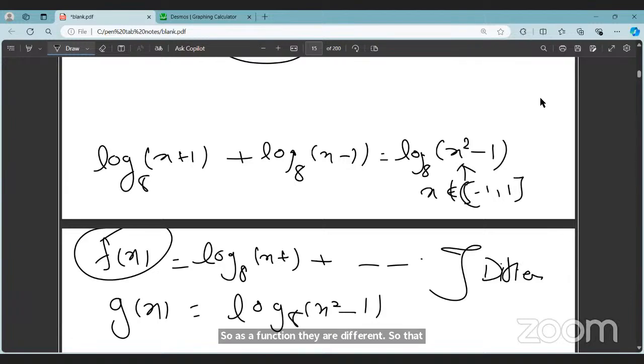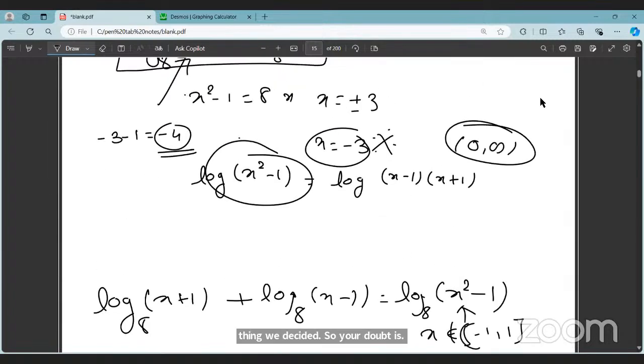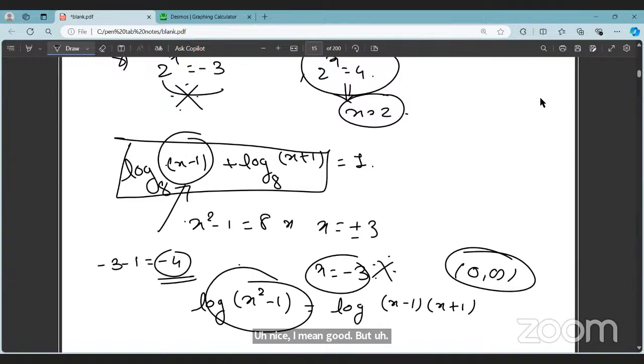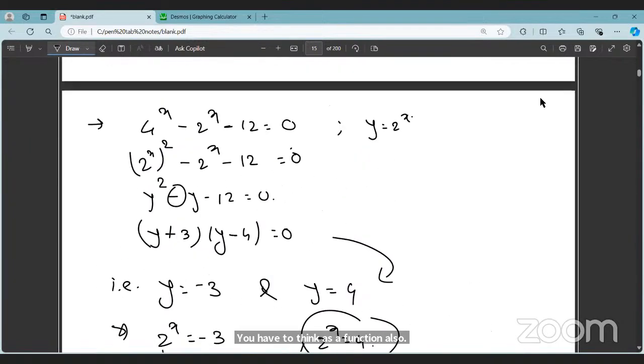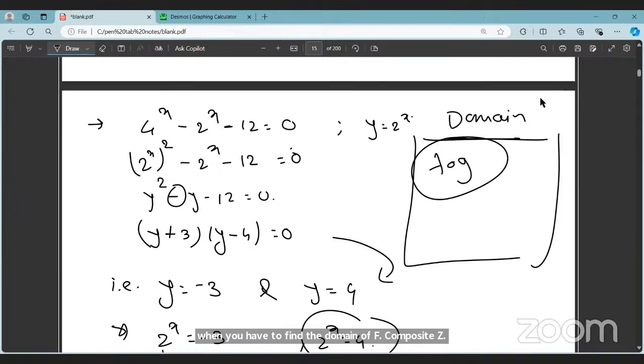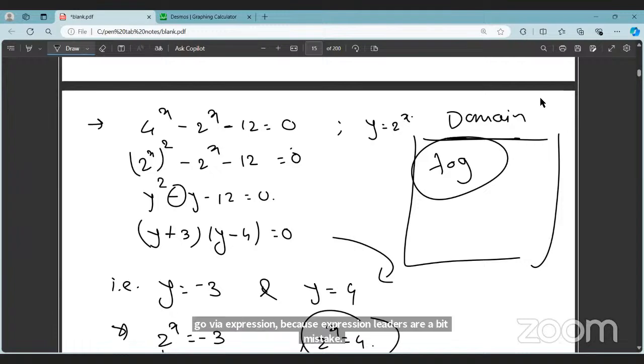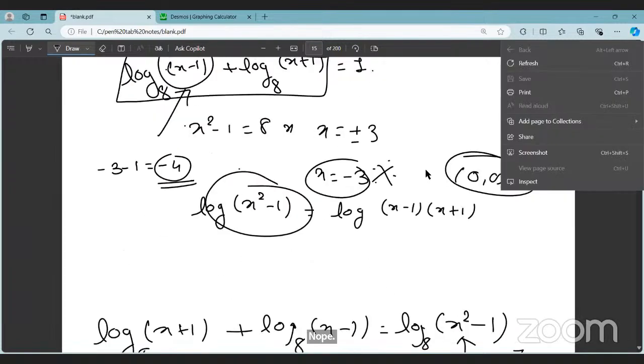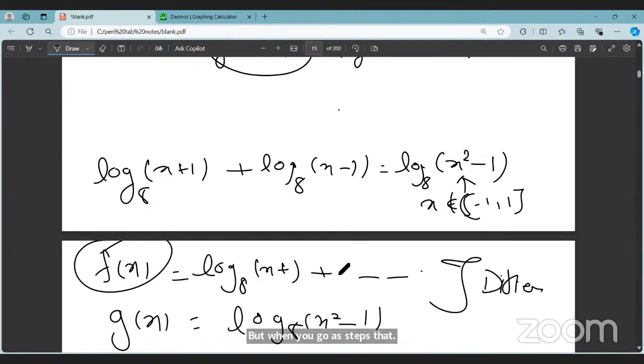Your doubt is good, but you have to think as a function also. That's why we are getting two different things for the domain also. When you have to find the domain of f composite g, don't go via the expression, because the expression leads to mistakes. You will either leave some points or take some extra points in your domain. But when you go via steps, that will be correct. The same thing is happening here. As functions they are not the same, but as expressions they are. Okay, thank you.